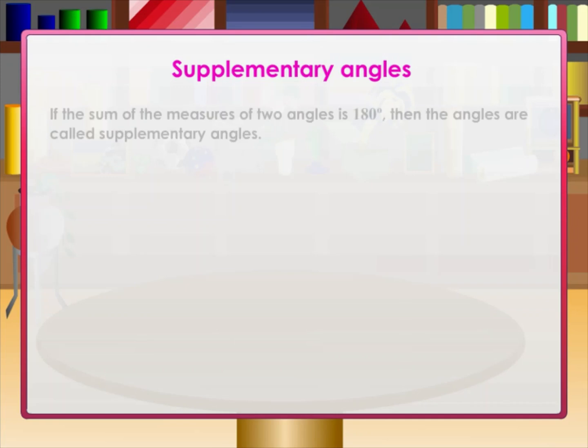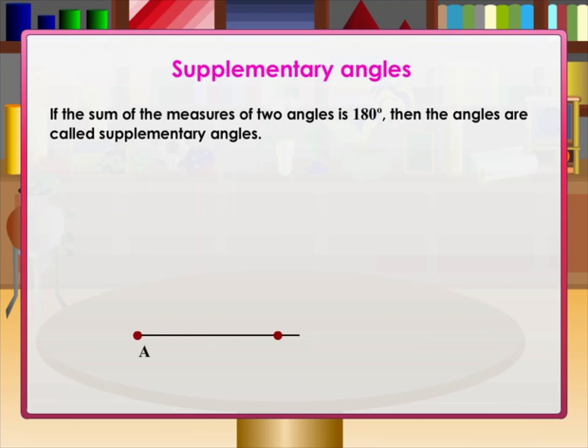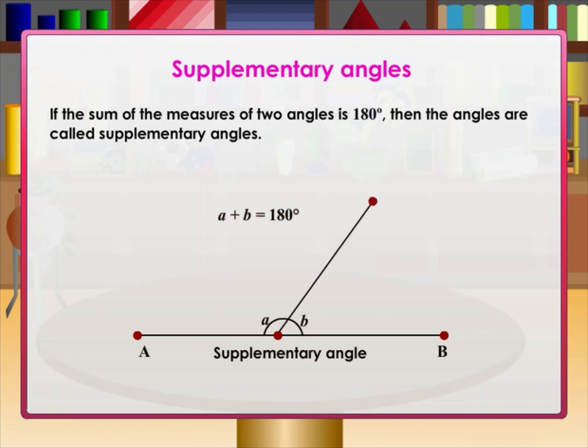Supplementary angles. If the sum of the measures of the two angles is 180 degrees, then the angles are called supplementary angles. Consider the straight line AB. We have already learned that the angle in a straight line is 180 degrees. If we divide the angle into two parts, that is angle A and angle B, angle A plus angle B is equal to 180 degrees. Therefore, we can say angle A and angle B are supplementary to each other.